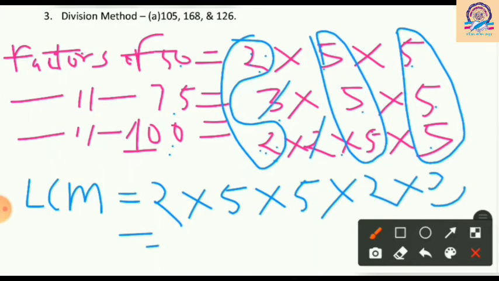Now what will you do? You will just multiply all this. So 2 5 ja, yes, 10, 10 5 ja 50, 50 2 ja 100, and 100 3 ja 300. Okay, so in this way you found the LCM of 50, 75 and 100, using the prime factorization method.